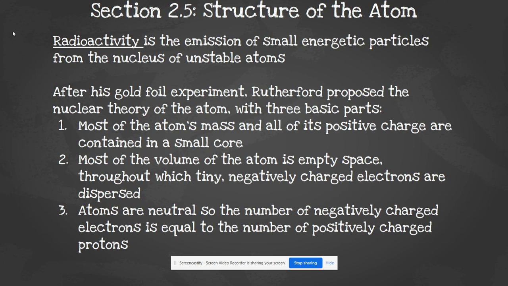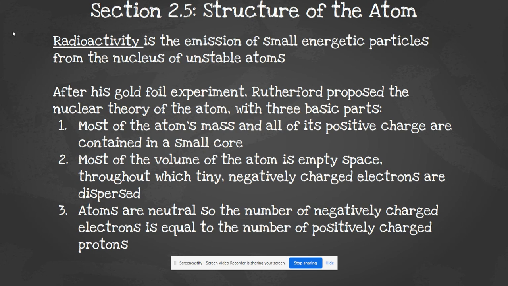Rutherford did his gold foil experiment, and afterwards he proposed the nuclear theory of the atom with three basic parts. So part one is that most of the atom's mass and all of its positive charge are contained in a tiny center core, which we know as the nucleus now. Number two, most of the volume of the atom is empty space, throughout which tiny negatively charged electrons are dispersed.